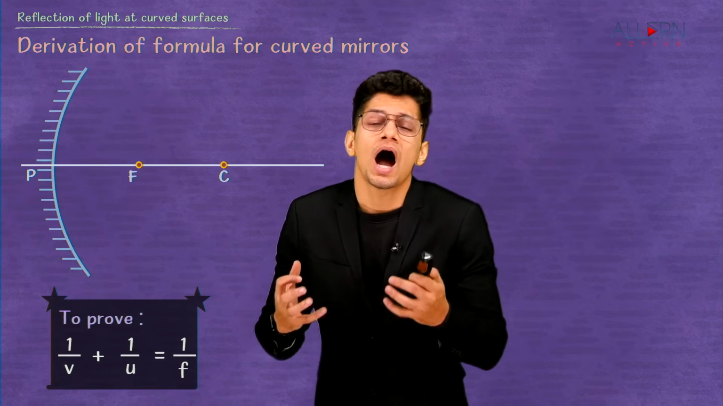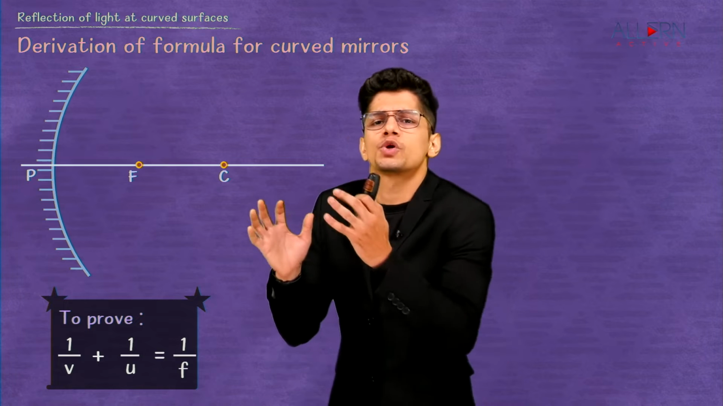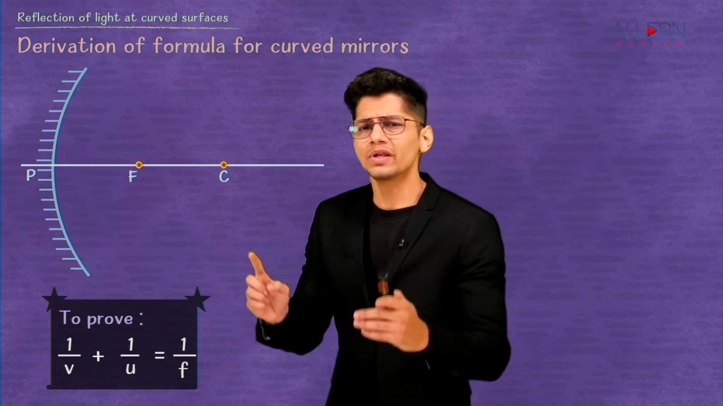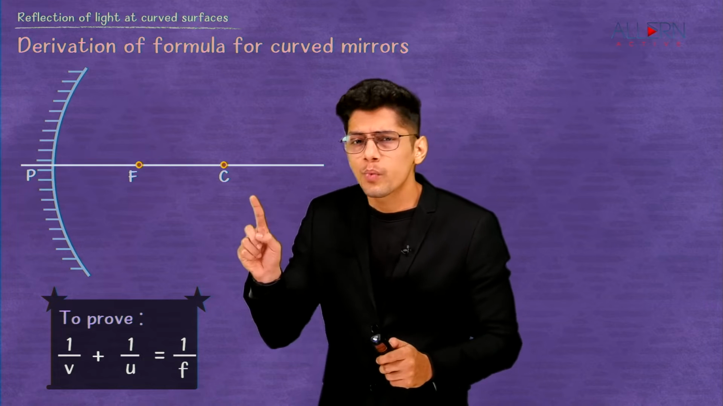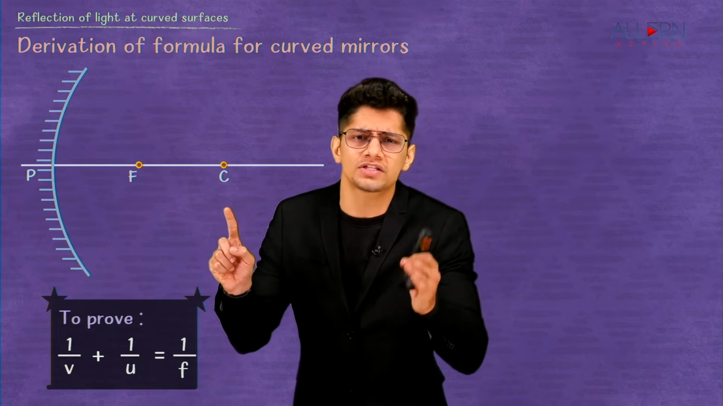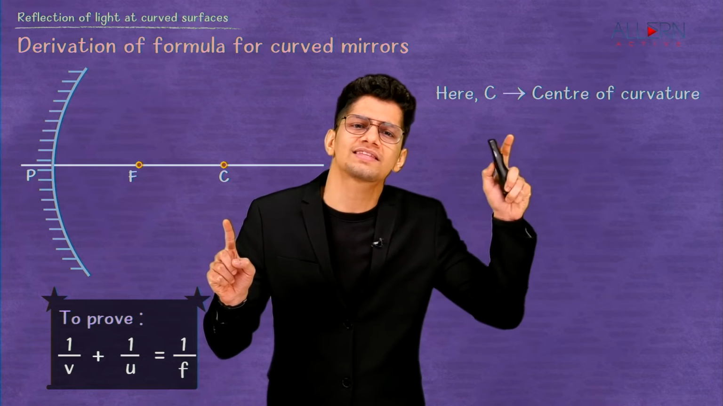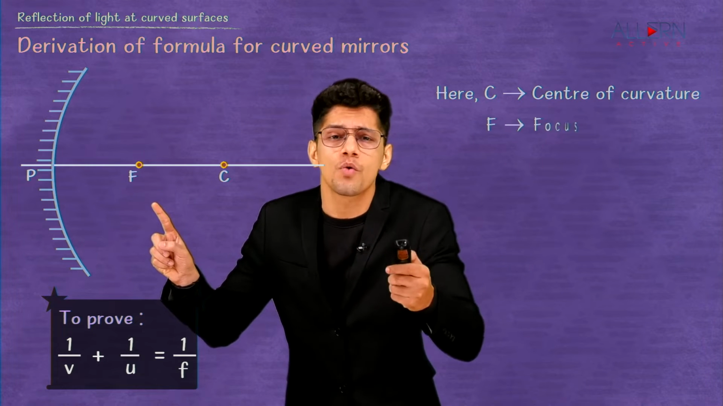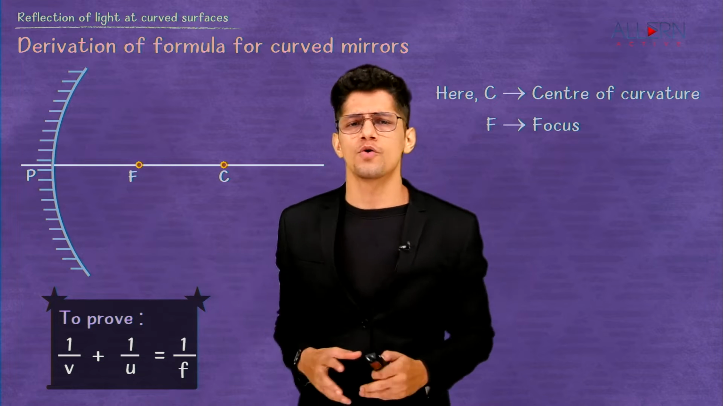So to prove this, how do we start? We start by drawing the diagram and naming whatever we know. What do we know in this base diagram as of now? We know what is capital C, right? What is capital C? It is the center of curvature. So we write that. So here C is the center of curvature. What is capital F? It is nothing but the focus. So F is the focus.